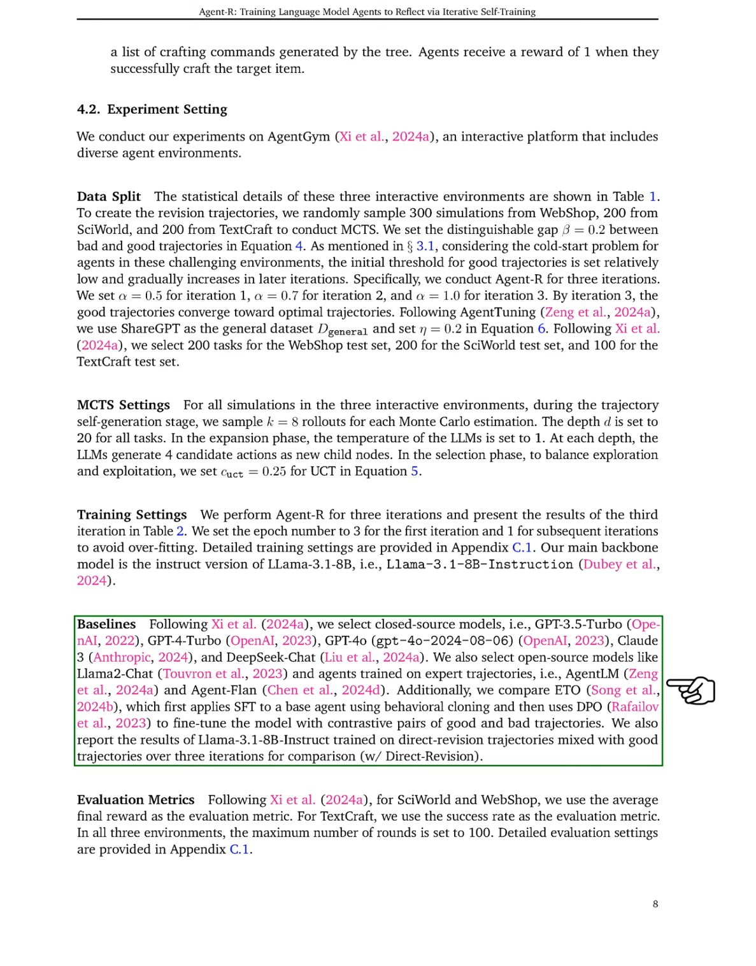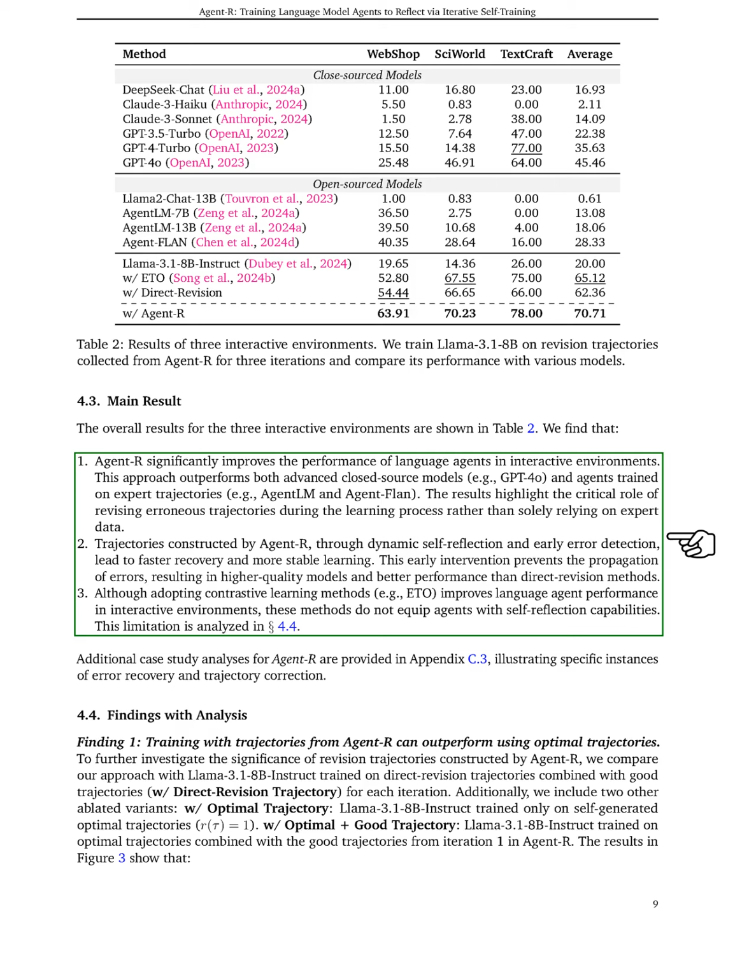Our main results indicate that Agent-R significantly enhances the performance of language agents in interactive settings, outperforming advanced closed-source models and agents trained on expert data. This underscores the importance of revising incorrect trajectories during learning rather than relying solely on expert data. The trajectories created by Agent-R, through self-reflection and early error detection, lead to quicker recovery and more stable learning, preventing error propagation and resulting in higher quality models.